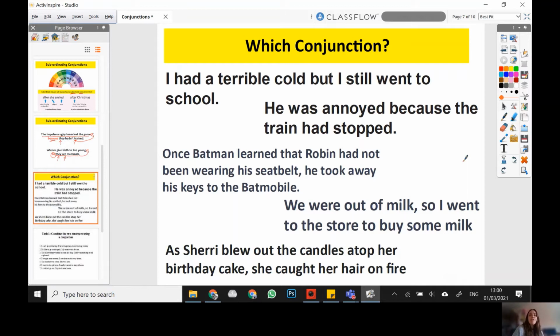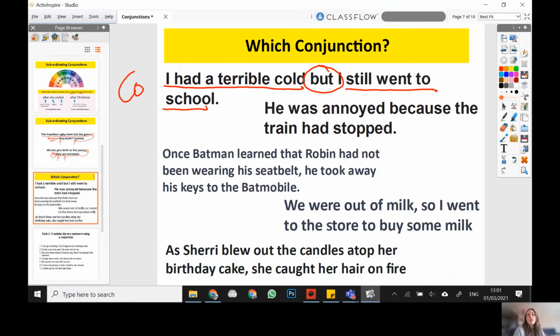Okay, so the first one, I had a terrible cold, but I still went to school. I can see that there are two full sentences in there. I had a terrible cold, I still went to school, and this conjunction joins them. So this is a coordinating conjunction.